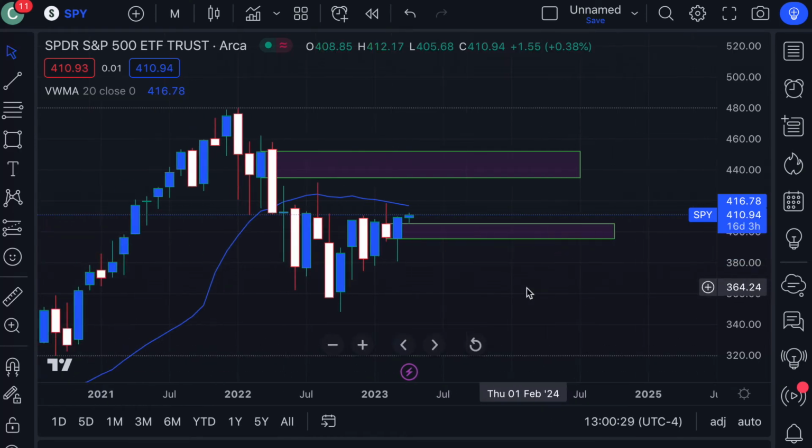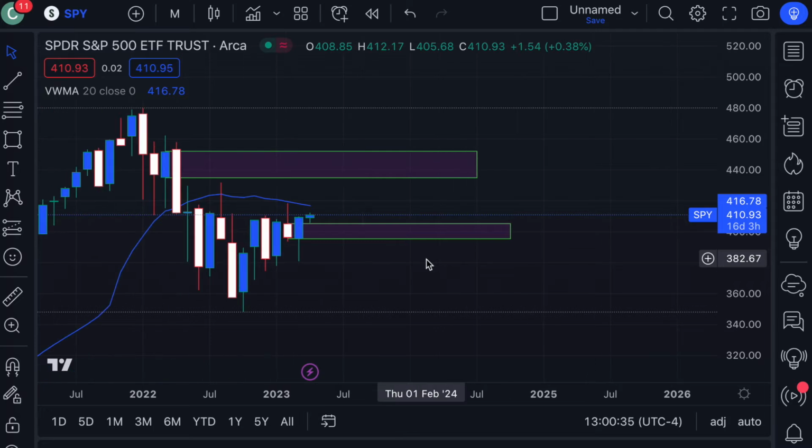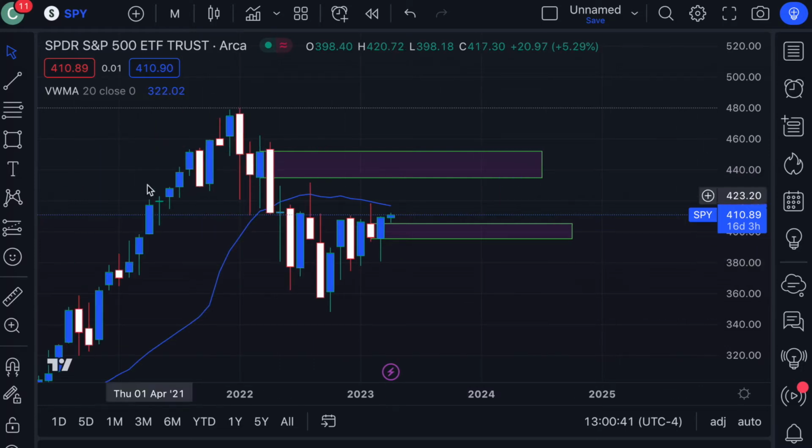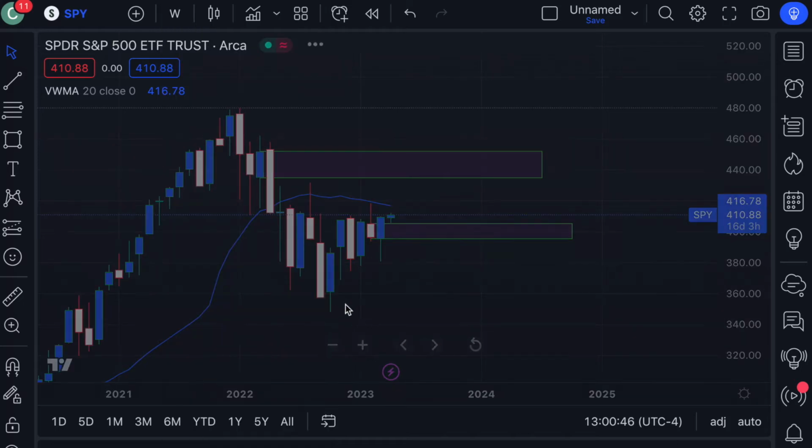So I like to start in the monthly just to see where we're at in the overall time frame, and see where we have our supply and demand zones. If you think about it, over time you're going to tend to gravitate towards these zones, and if one zone is larger than the other, there's probably more of a pull towards that zone.